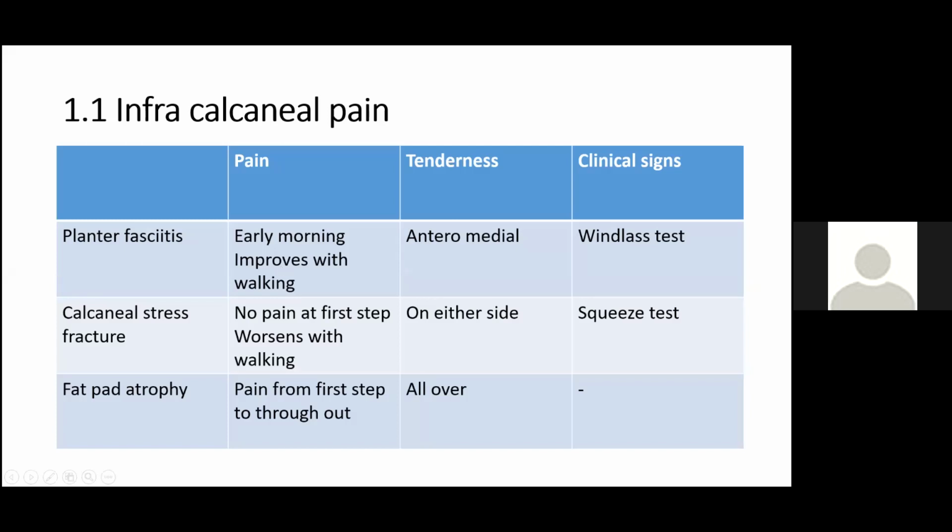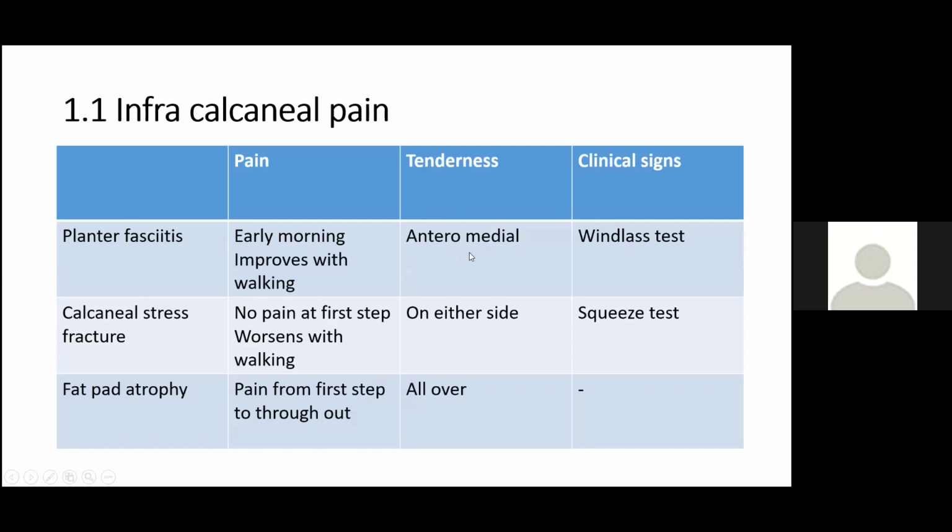So I'm just making a chart to show that if you go along the route map, it's very easy to come to the diagnosis. These are our differential diagnoses and the pain itself is different. This is an early morning pain which improves with walking. That is plantar fasciitis. Whereas in calcaneal stress fracture, it's a mechanical pain. No pain at first step, but as they walk, it worsens. And fat pad atrophy is pain from the very first step and throughout their walking time.